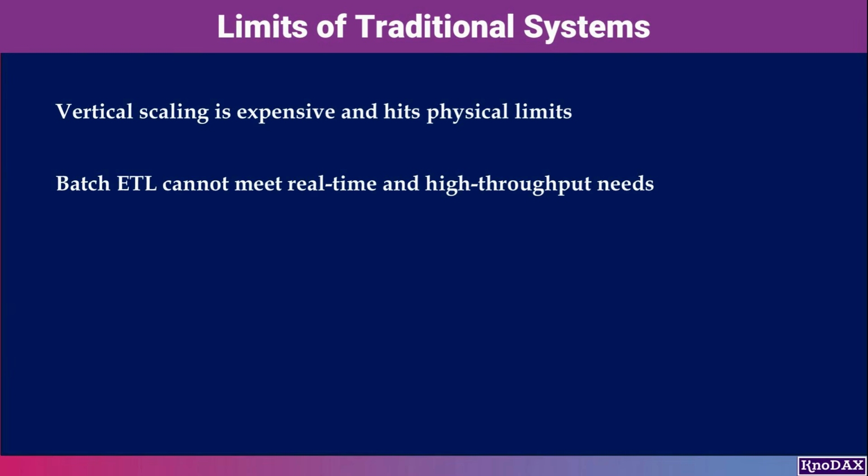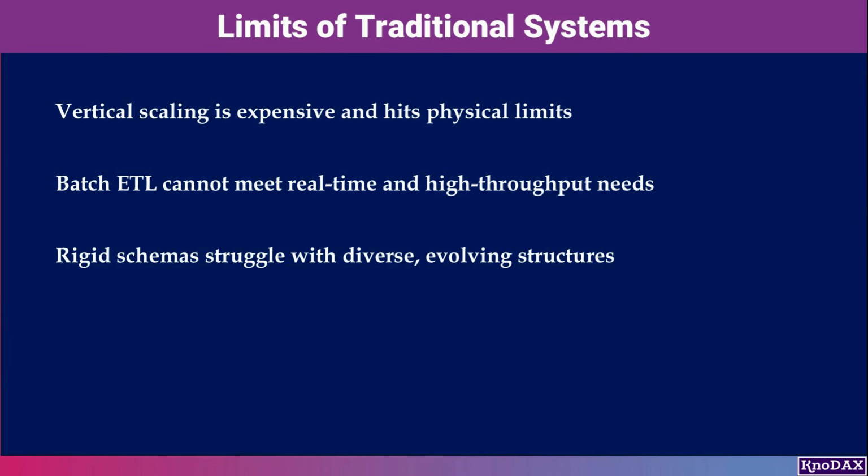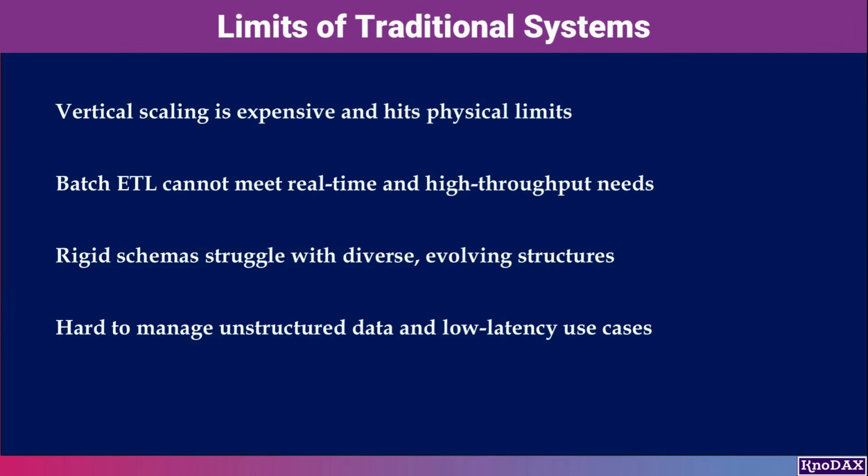Traditional ETL processes were also heavily batch-oriented, which made them too slow to support real-time analytics or high-throughput workloads that modern applications require. These systems relied on rigid schemas, which made it difficult to handle diverse or constantly evolving data structures like logs, IoT signals, or semi-structured formats such as JSON. And perhaps most importantly, traditional systems were never designed to handle unstructured data or low-latency use cases, making it extremely challenging to manage images, video, streaming data, or event-driven pipelines.